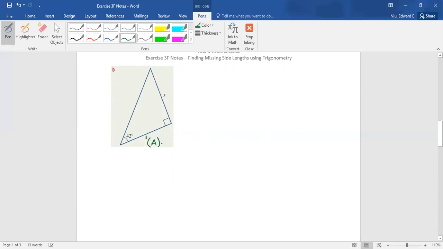Apologies to those who've got it ages ago. I'm just trying to stimulate some thought. What about this x side? Furthest from the angle, but it's not the longer side because the longer side is always opposite to the right angle. So the right angle's here, and the opposite angle to the right angle is always the hypotenuse. So we know x isn't the hypotenuse, it's not the adjacent, it must be the opposite.